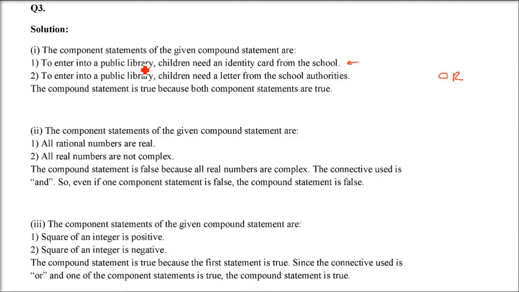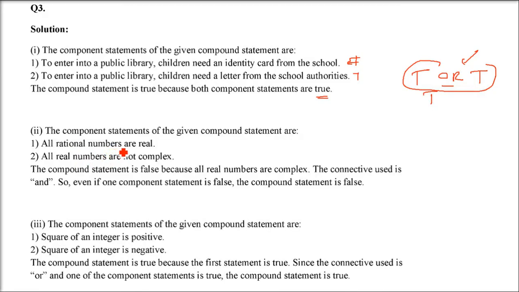So you have combined these with or, so you have to see the truth table for the combination of or. That is, first is true, second is also true. So true or true is always true. So the answer would be true for this case. Only if both of these are false will or give you false. Otherwise, any single true will always give you true in terms of connective or. So true or true means true.